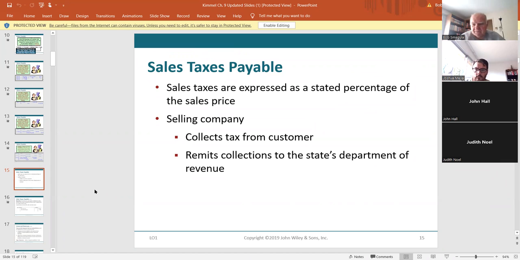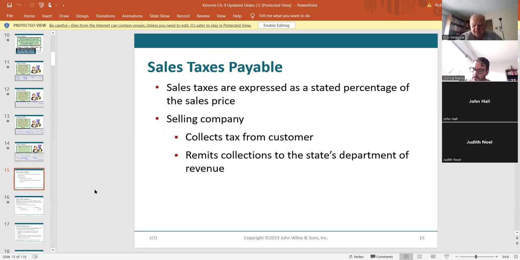We were just talking a little bit about current liabilities, which I think we were pretty good on. And we started a little bit into notes. Let's talk about sales tax payable. Sales taxes are stated as a percentage of the sales price. The company collects tax from the customer, and we remit it. The company doing the selling remits it to the state's Department of Revenue.